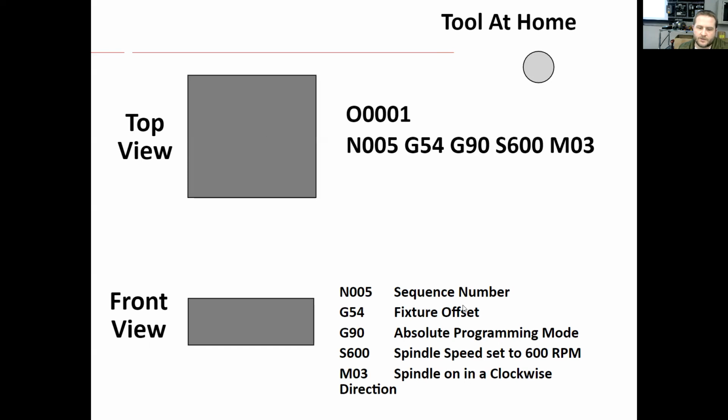G54 is fixture offset. G90, these are all initializing preparatory codes. Absolute programming mode. Spindle speed set to 600 RPM. Spindle on and clockwise. It's important. You don't want your tool to run backwards if you're going to do any cutting.